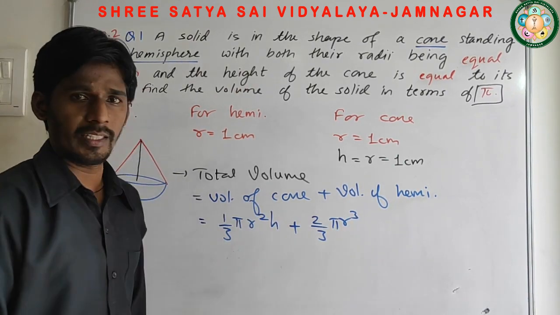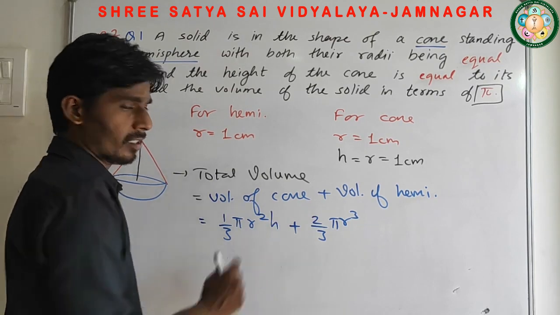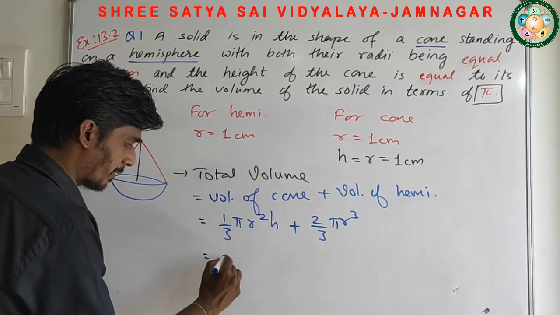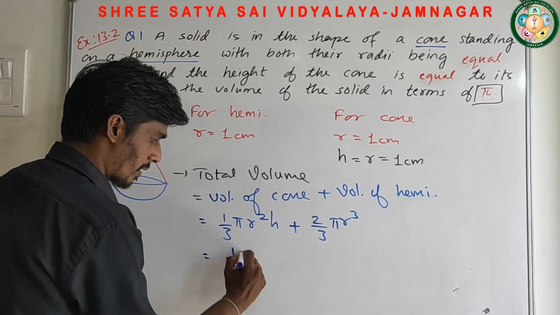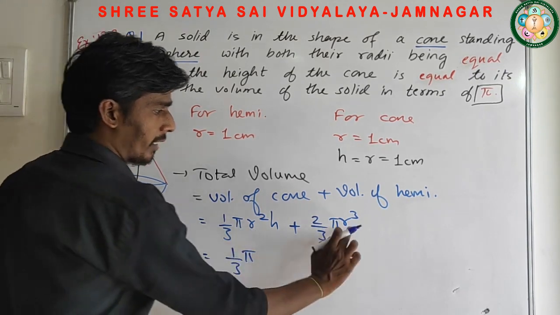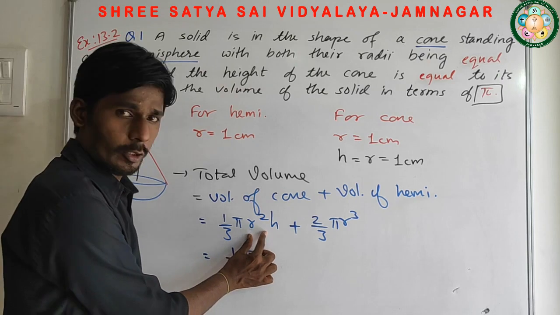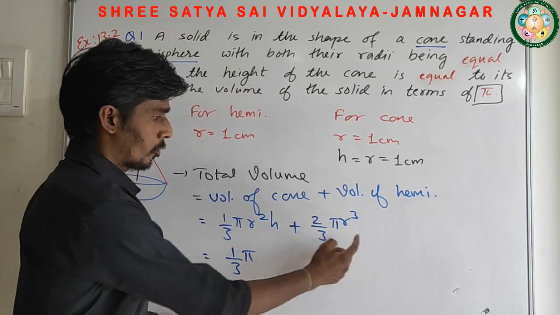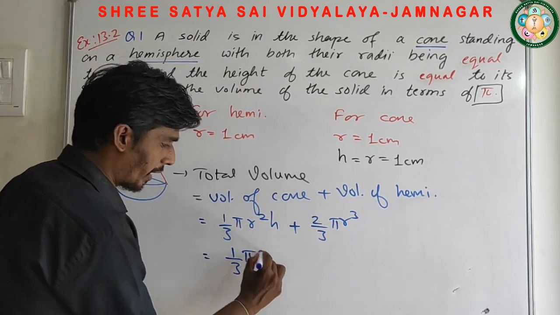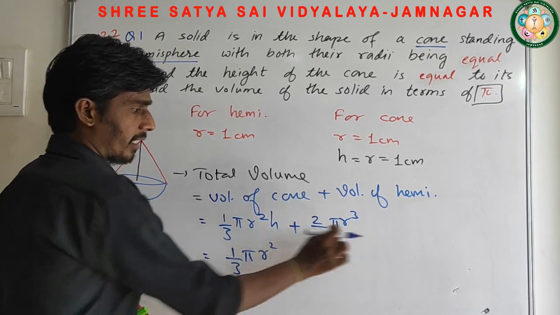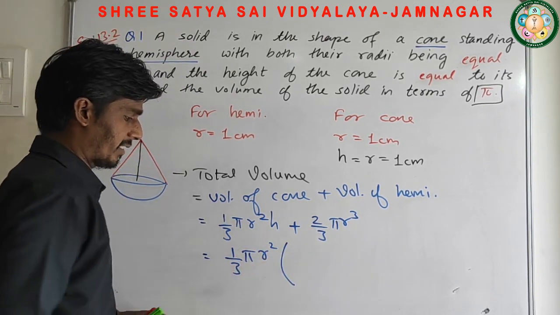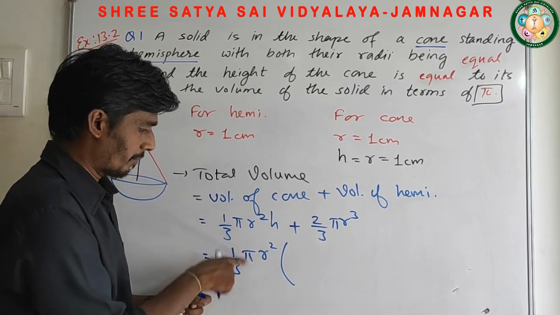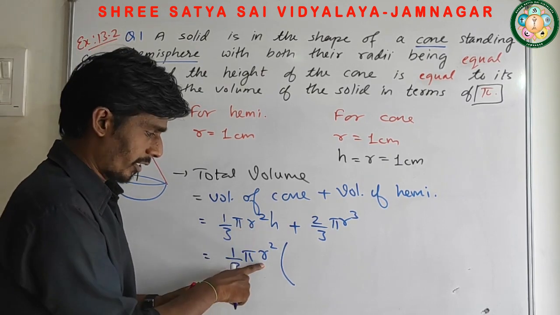Now what is common between them? Here it's 1 by 3, here it is 2 by 3. So I can see that here 1 by 3 is common, pi and pi is common, r square and here r cube. Here there are only 2r and here 3r. So what is common? Here r square is common. H is here but h is not here. So this much part is common. So what will remain inside? 1 by 3 is outside, pi is there, r square is also there.